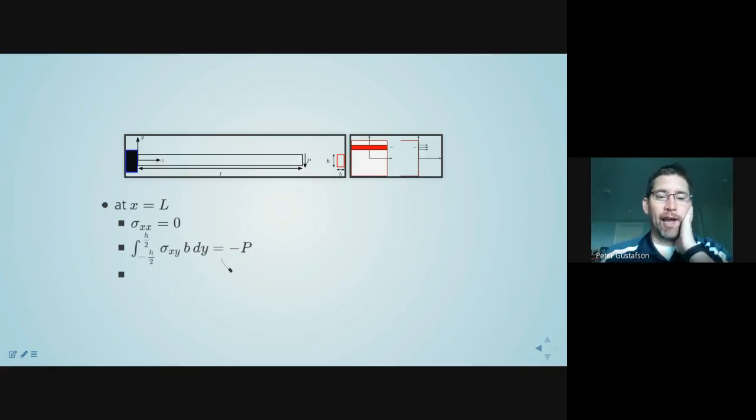What Ethan was getting at is that the shear stress on that face integrated over its area, which I'm going to express as its width b times the integral from minus h over 2 to h over 2 in the y direction, is equal to minus P. Now this is a boundary condition. This does not imply necessarily that the shear stress is constant over that area, rather that the integral over the area is equal to that total point force.